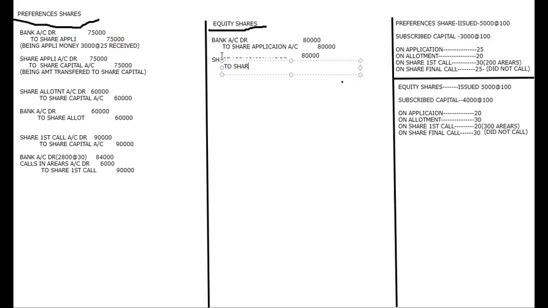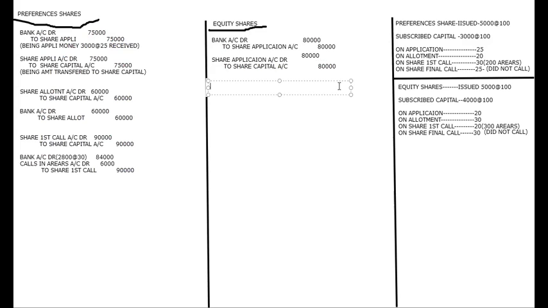Then to share capital account. So how much is the amount? 80,000 as it is we have received. Now comes the same narration we are going to write. That's why I'm not writing once again.